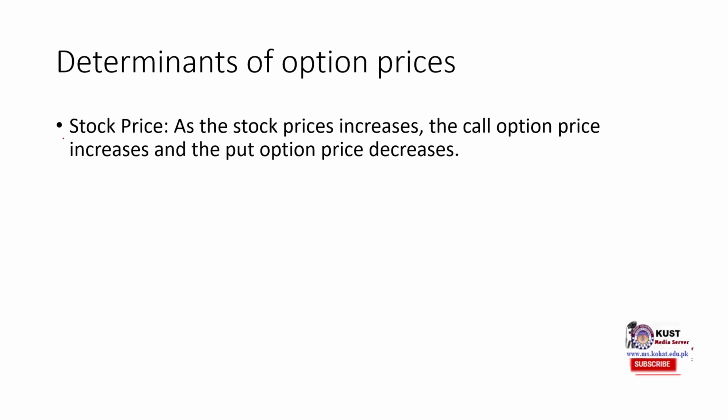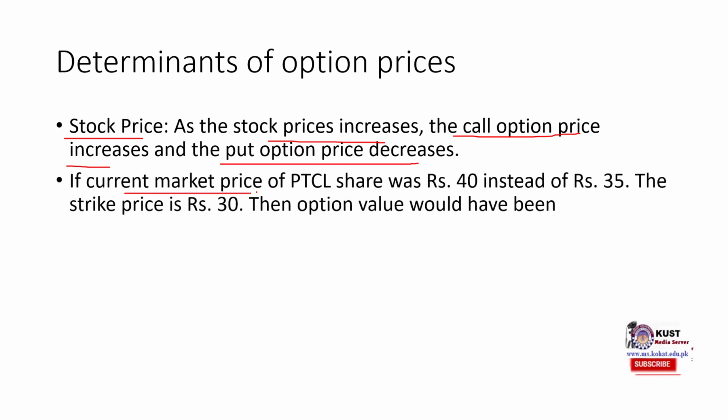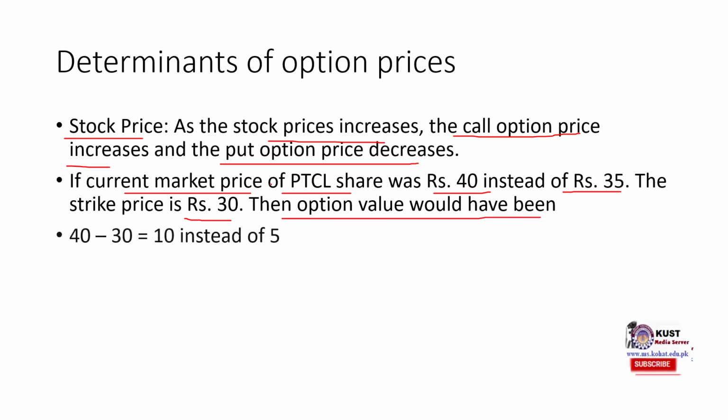Our third determinant is stock price. As the stock price increases, the call option price increases and the put option price decreases. And we would explain this with the help of an example. If the current market price of a PTCL stock is rupees 40 instead of 30, the strike price, imagine, is 30. The value of option would be 40 minus 30.